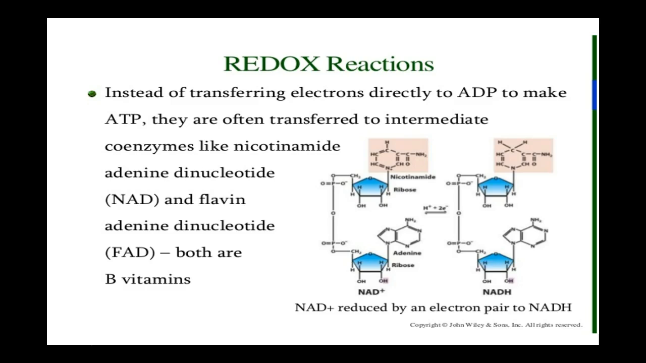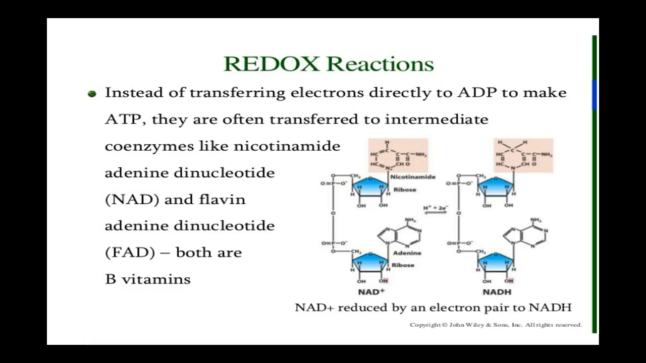But the thing about ATP is generally we need an intermediary. So the electrons aren't transferred directly to ADP, the diphosphate, to make ATP. There are intermediaries used, and these two intermediaries are important that you know what these are.